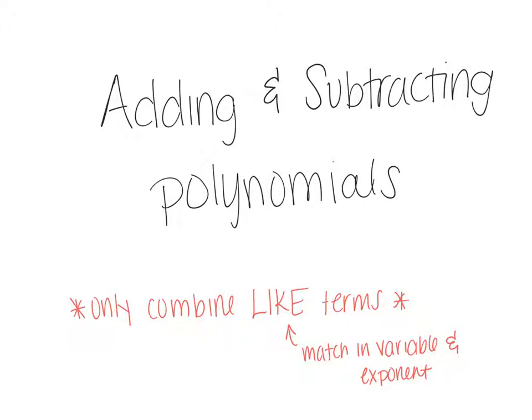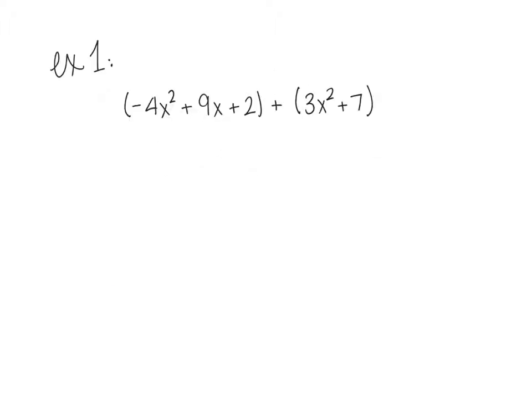So an example of like terms would be 4x squared and 5x squared. Those both have the same variable x and the same exponent 2. 4x squared and 4x are not like terms, so you cannot combine those. So let's do an example.